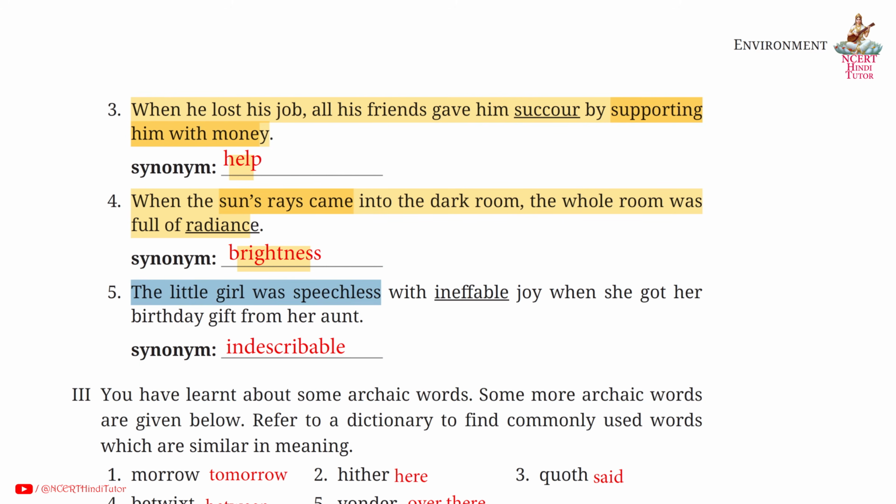Fifth, the little girl was speechless with ineffable joy when she got her birthday gift from her aunt. Synonym: indescribable. You have to circle was speechless.